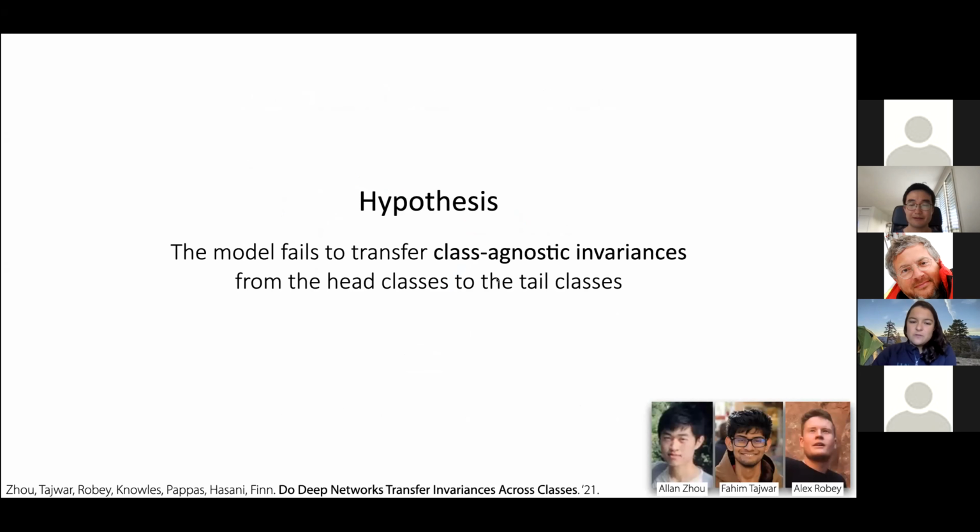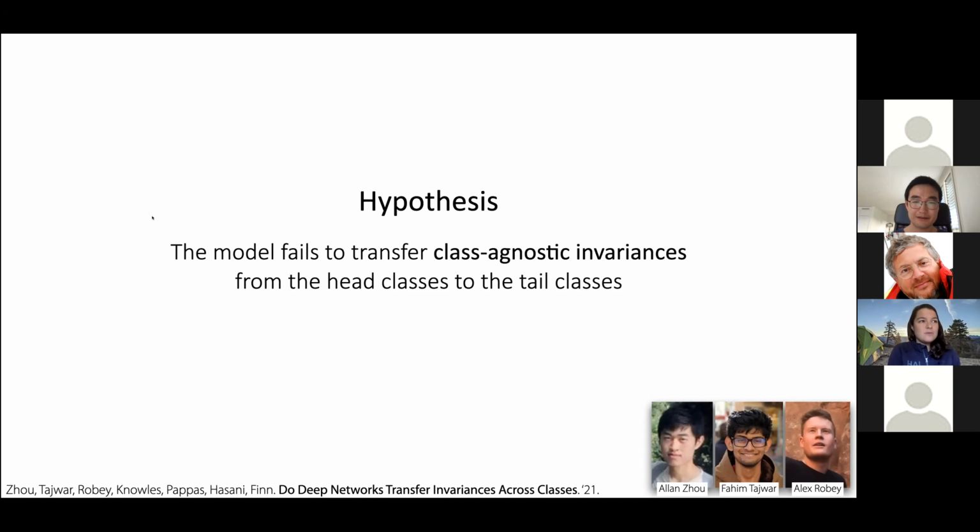When thinking about this, we formulated a hypothesis: models fail on the tail of the distribution because they fail to transfer invariances from the head to the tail. What I mean is that oftentimes there are things in an image, for example, that you want to be invariant to, like lighting or background, depending on the task. When you have a lot of data, you can learn those invariances implicitly. You can learn that the background doesn't matter for the task. However, when you have less data, you won't necessarily learn those things, and you'll potentially fail to solve the task.